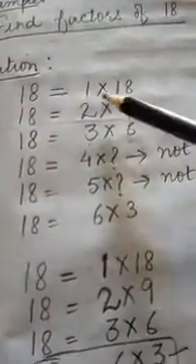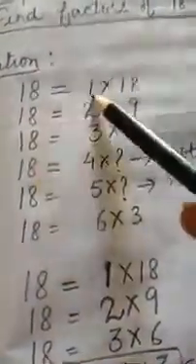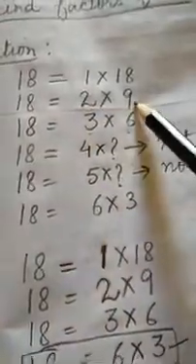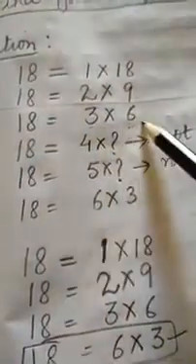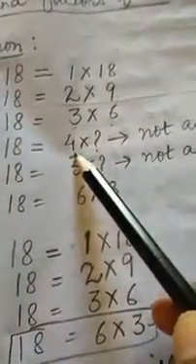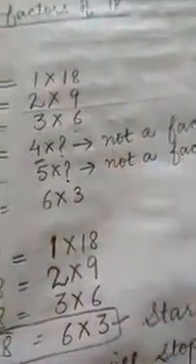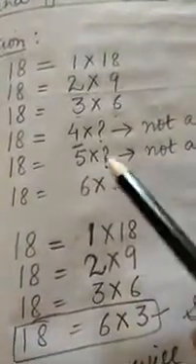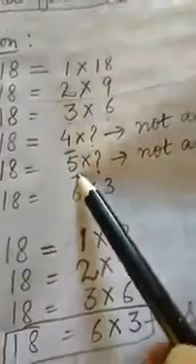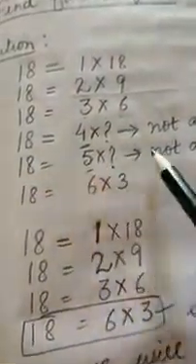See here, we will start from 1. 18 can be written as 1 multiplied by 18. 18 can be written as 2 multiplied by 9. 18 can be written as 3 multiplied by 6. 18 cannot be written with the help of 4, because 4 is not a factor of 18. So we can say that 4 is not a factor of 18. 18 cannot be written with the help of 5, so we can say that 5 is not a factor of 18.